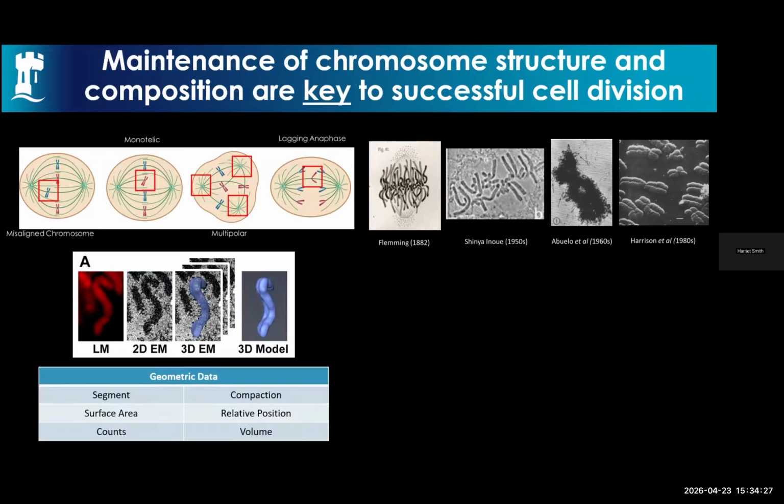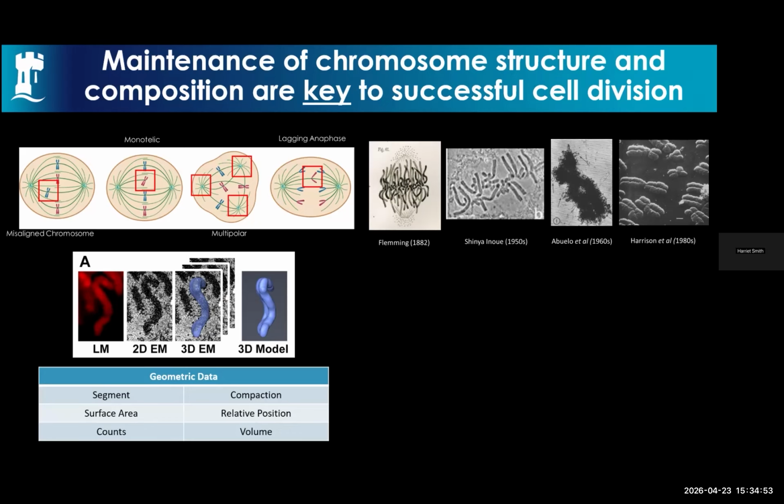This combines light microscopy and electron microscopy and allows us to, can you see my mouse? Yeah. To create these 3D models of individual chromosomes that you can see here with nanometer precision. From that, we're then able to extract geometric data. For example, we can look at surface area, volume, relative position, compaction. There's an endless amount of data that you can get from these models.